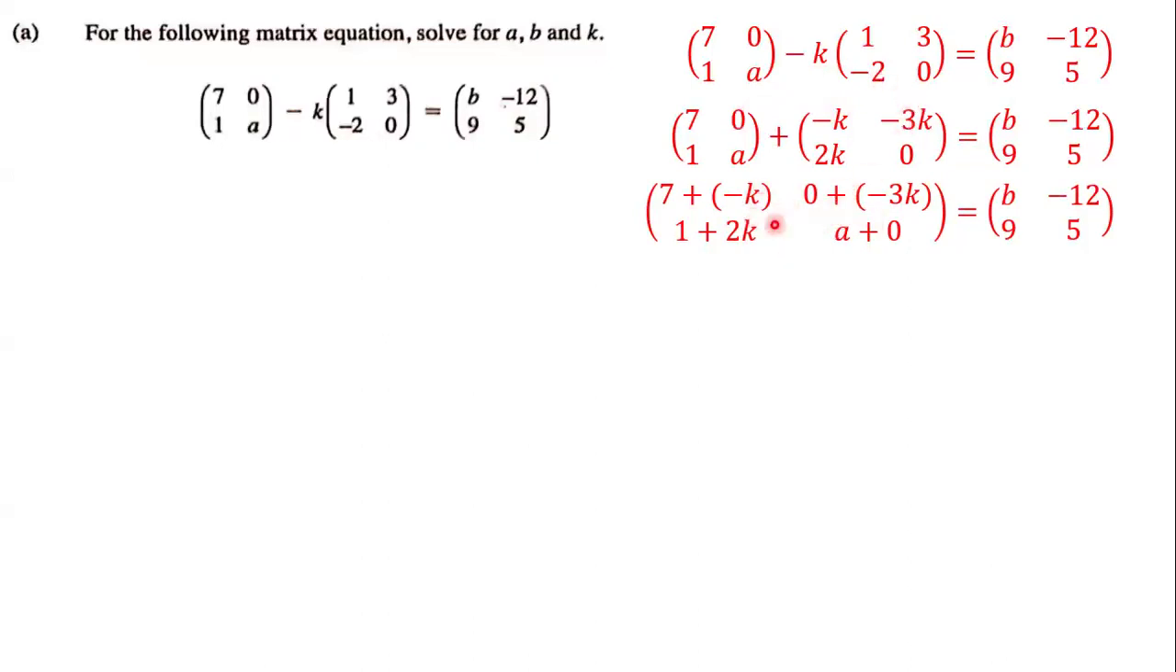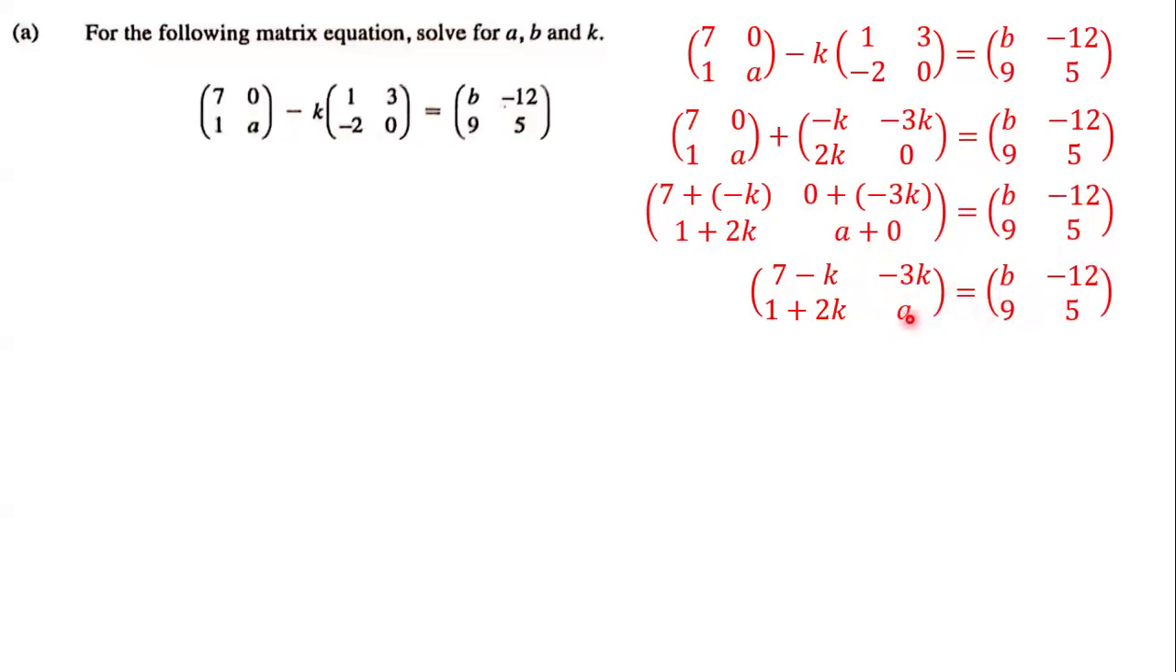So let's simplify this matrix. Positive times a negative is a negative. So this is 7 minus K. And 0 plus negative 3K is definitely minus 3K. 1 plus 2K, we cannot simplify that because they are unlike terms. And A plus 0 is simply A. And so we have this matrix is equal to this matrix.